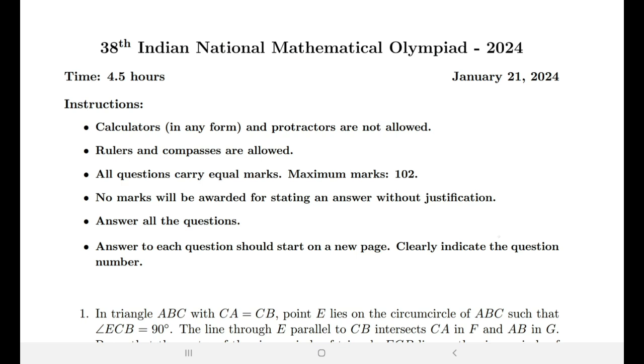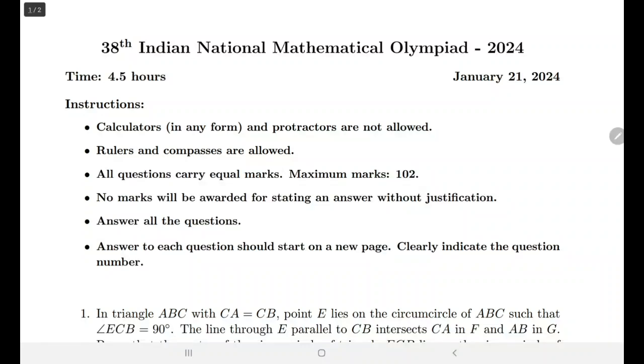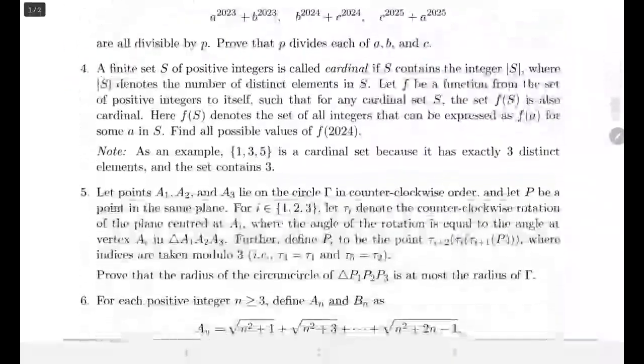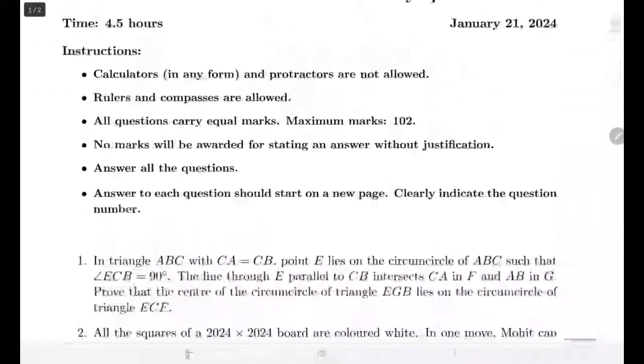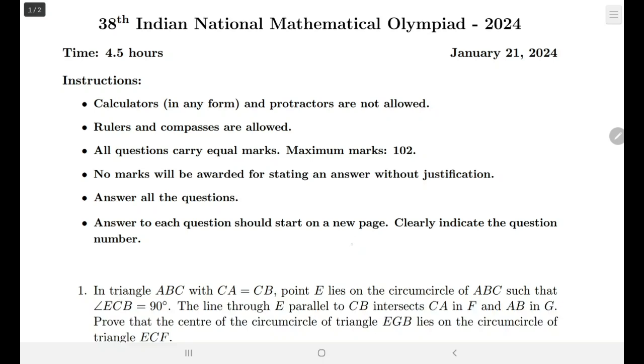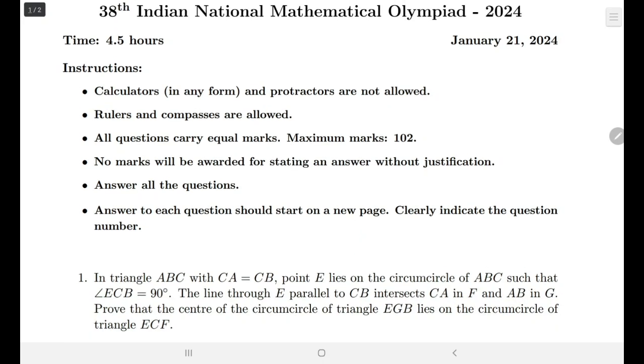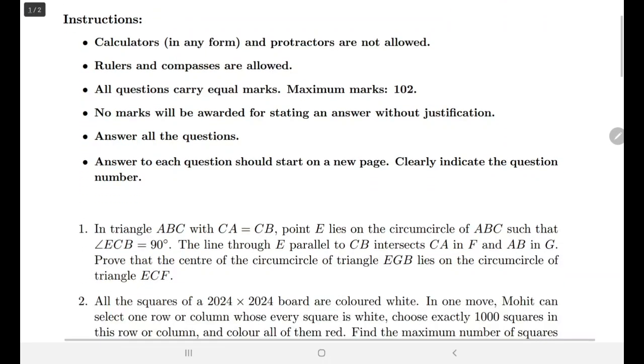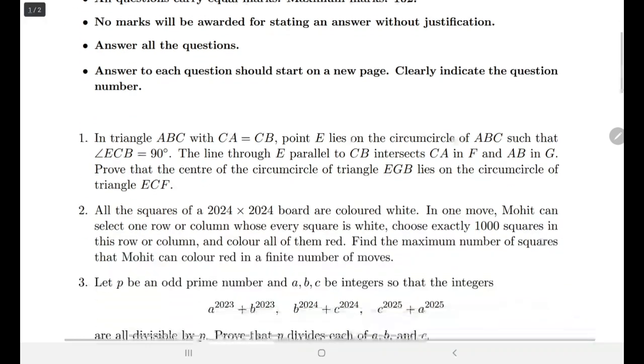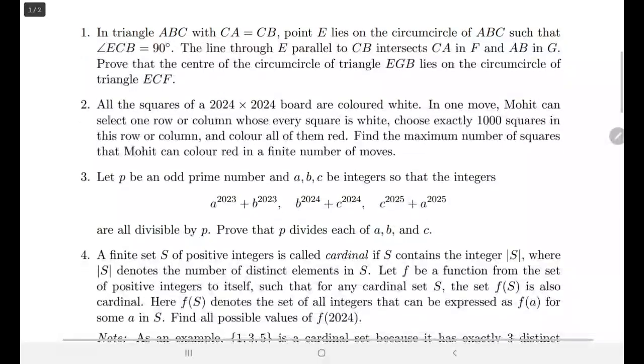Okay, so let's see some info about this Olympiad. First of all, we've got 4.5 hours, and we have 6 problems, as you can see here. The maximum marks is 102, so each question is worth I think 17 points. Of course, like all questions, the answer alone is not enough. You need to prove, right? So that's what we'll be discussing in this video.